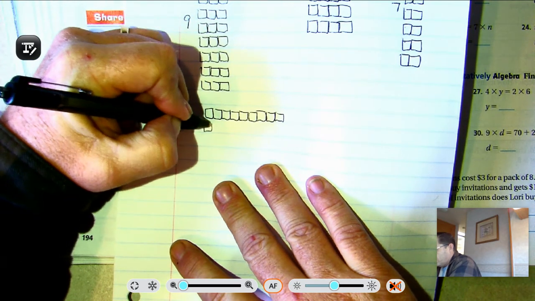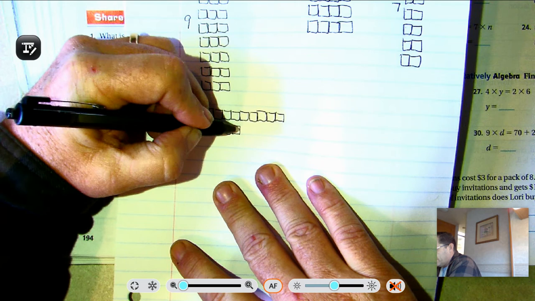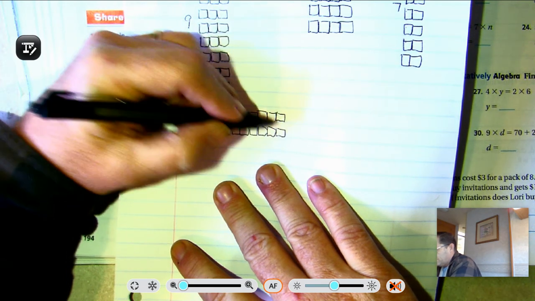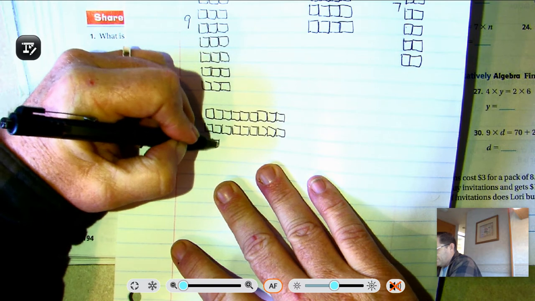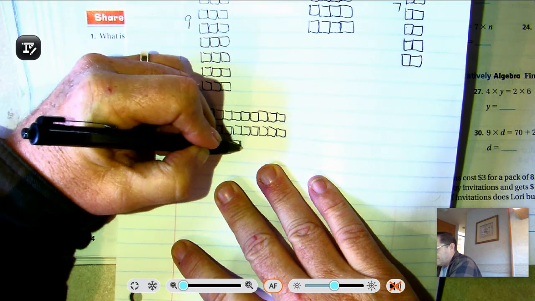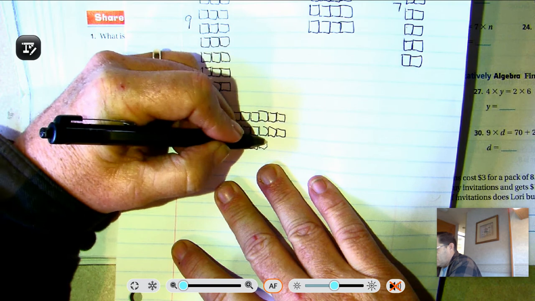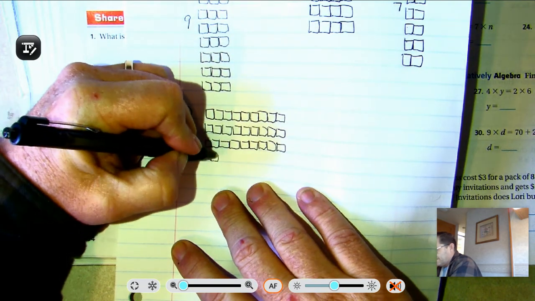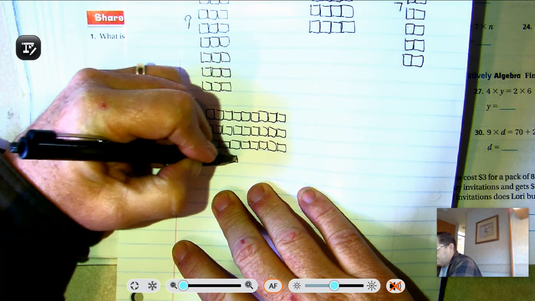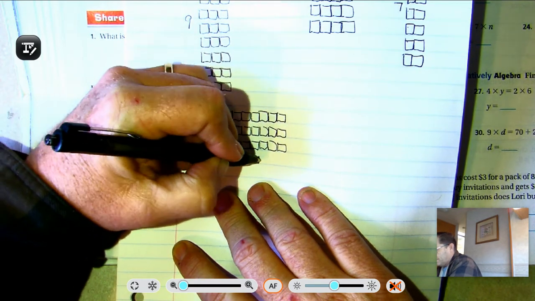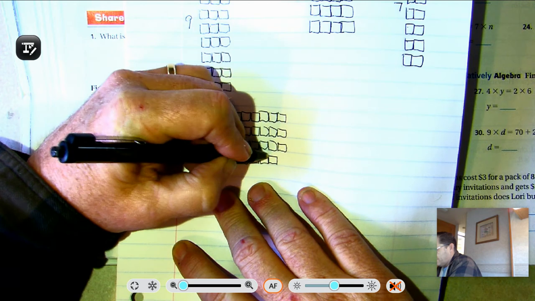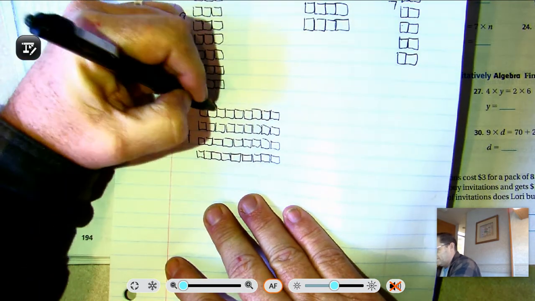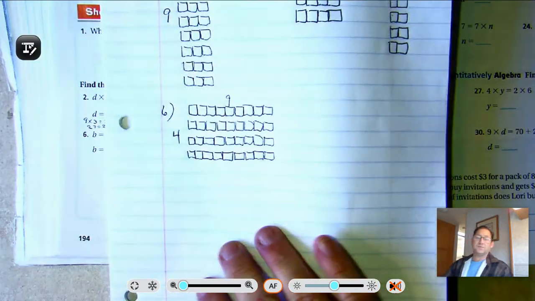So what would be faster, just knowing 4 times 9 or making an array every time we have to do a multiplication problem? Hopefully you say just knowing it. So we've got to put some time into memorizing our math facts. Okay, you can use flashcards, have somebody quiz you, whatever it takes to memorize those math facts.